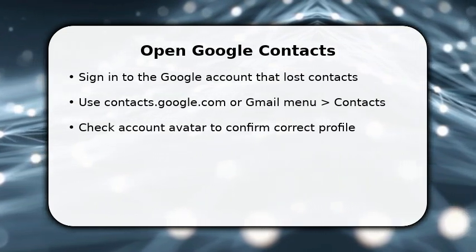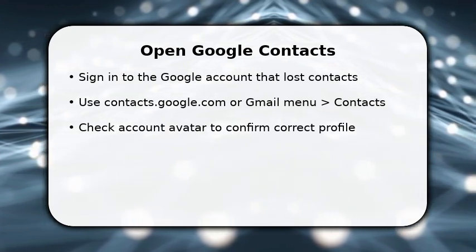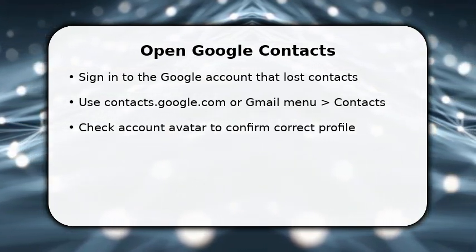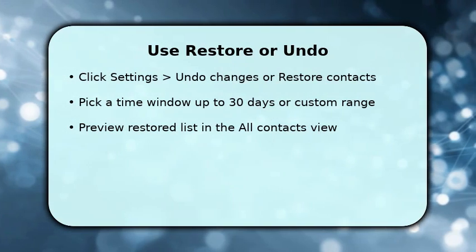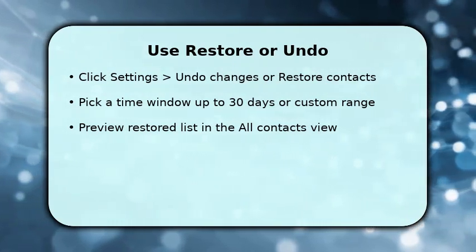Once done, pause and scan the left sidebar to confirm you're in the new Contacts interface. This prepares you for the restore tools we'll use next. Now use the built-in Restore. Click the Settings gear or the left menu, then choose Undo Changes or Restore Contacts.